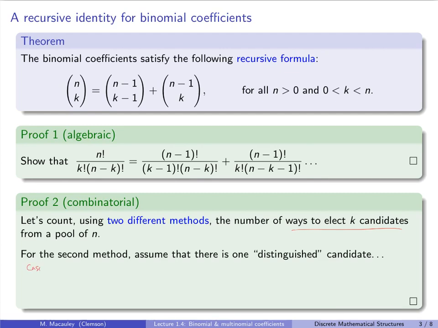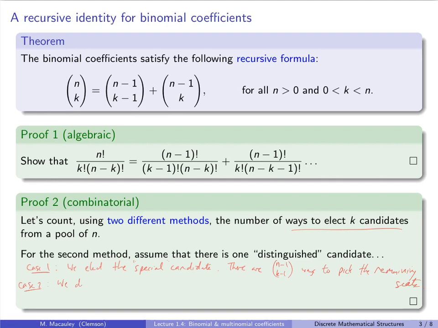Well, there's case one, where we elect the special candidate to our pool of n. In this case, what's left? We have k minus 1 remaining choices among n minus 1 choices. Then there are n minus 1 choose k minus 1 ways to pick the remaining seats, say.